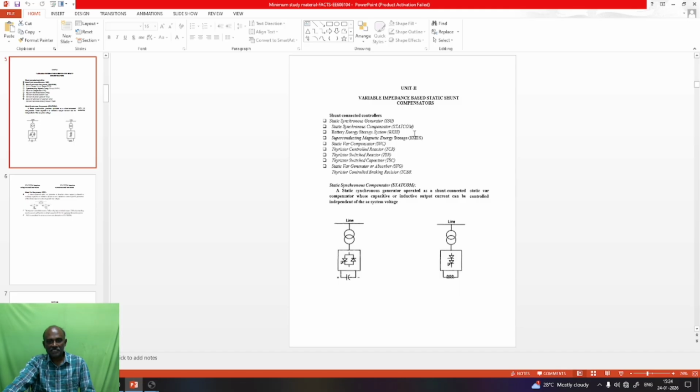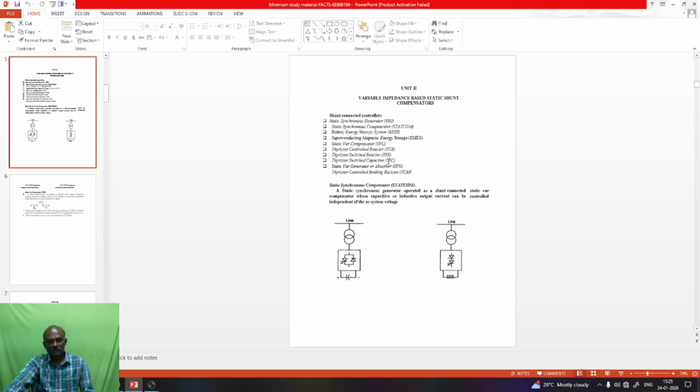Battery energy storage system, BESS. Superconducting magnetic energy storage. Static VAR compensator. Static VAR means the reactive power, voltage ampere reactive. They are compensating, especially reactive power compensation. This device is being used. Thyristor controlled reactor, using which we can change the reactance. Generally reactance means inductance, and here it is referring to the inductance. Thyristor switched reactor, thyristor switched capacitor. Same here.